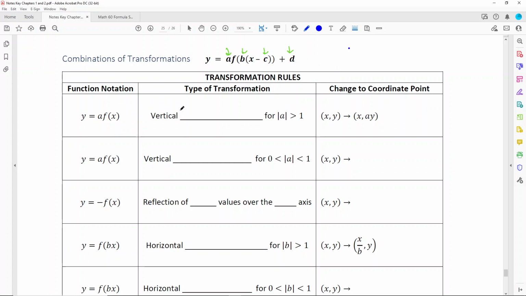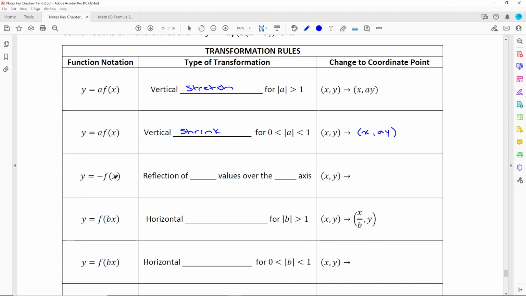When the A value is greater than 1, you get a vertical stretch. When the A value is between 0 and 1, you get a vertical shrink. Now I also want to recap how you do that from a point perspective. Whatever the A is, you always just multiply the A value by your Y value. So even if your A value is a half, you're still doing a half times Y. The A value always gets multiplied by the Y value.